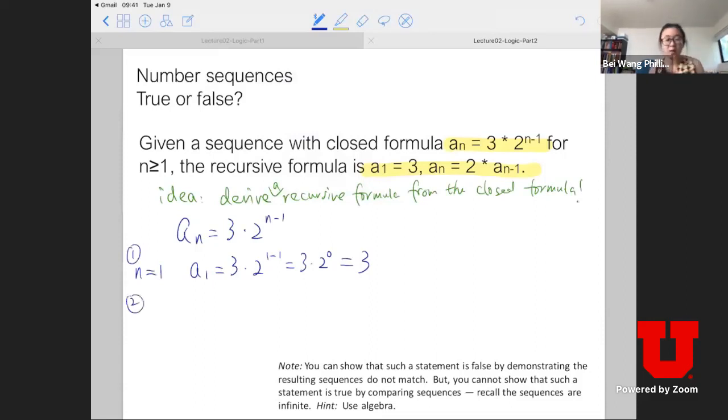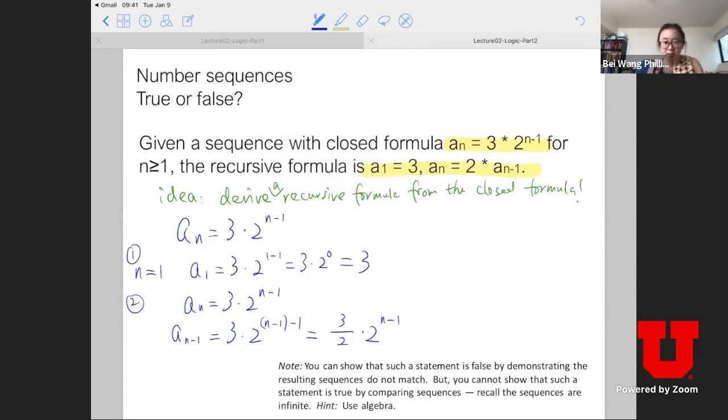Now, if I want a recursive formula, I want to understand the relation between a_n and a_{n-1}. So what would I do? Again, a_n is equal to 3 times 2 to the power of n minus 1. Using the closed formula, for a_{n-1} I substitute n minus 1 in there. So that is a_{n-1}, which is equal to, depending on how you want to write it, for the time being I'm simplifying it, 3 over 2 times 2 to the power of n minus 1. I guarantee you there's a reason for me to write it this way.